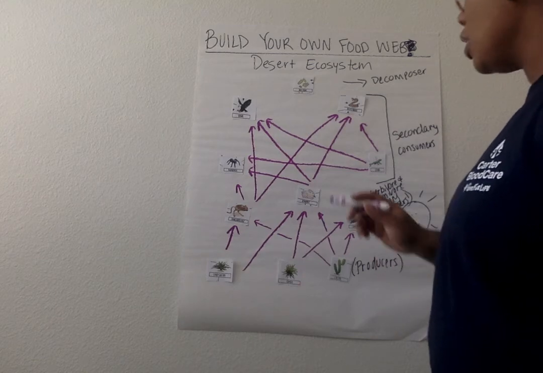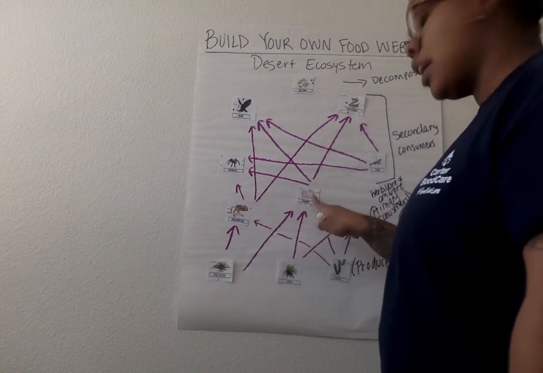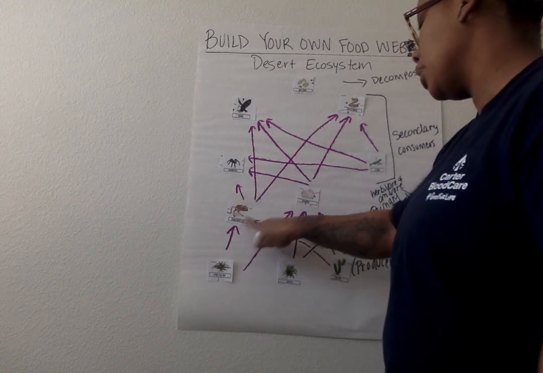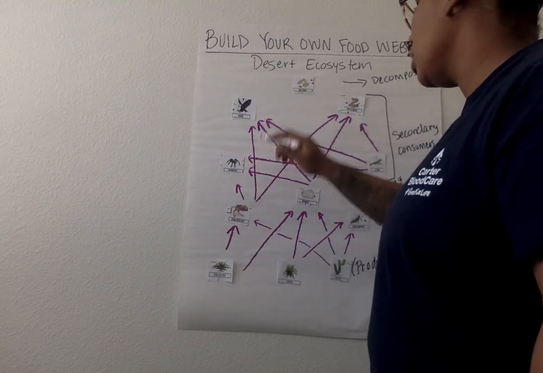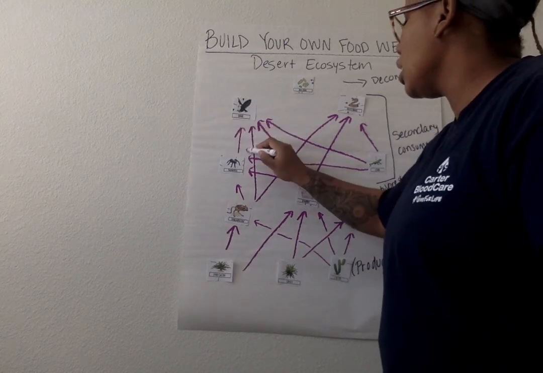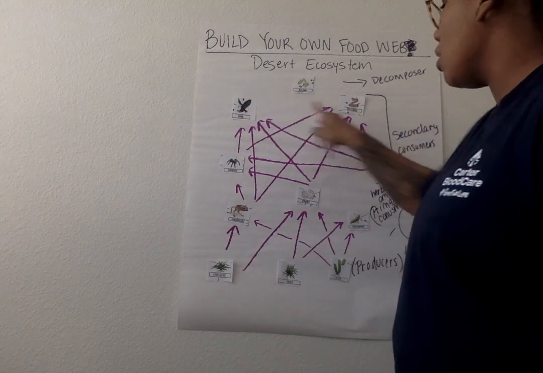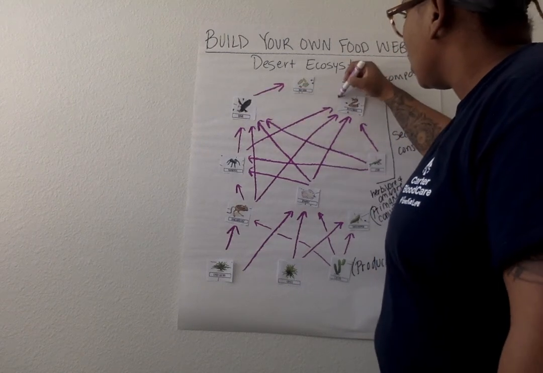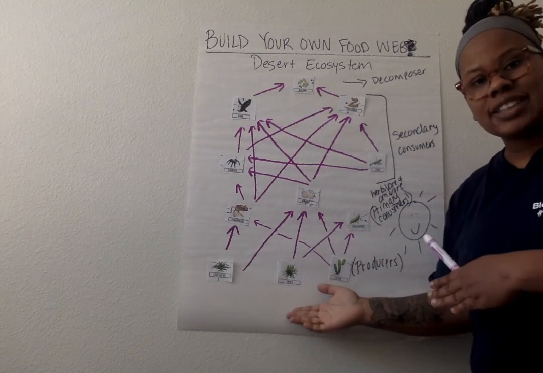Okay, so we know that the hawk is going to get its energy from the kangaroo rat, the rabbit, and the lizard, and that the tarantula is going to get its energy from the kangaroo rat, rabbit, and lizard. Now, what's going to happen to the tarantula? Also, we know that the tarantula could be eaten by the hawk. It could also be eaten by the rattlesnake. Okay? So then we know that the hawk and the rattlesnake, if they were to decease, that the bacteria would get its energy from them. And that is how you create a food web.